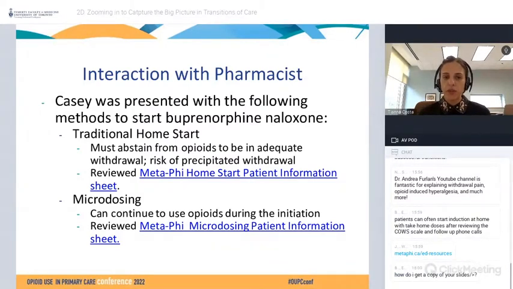Microdosing would be another option, where Casey would get a prescription of buprenorphine in small doses that he would take each day, and that would increase slowly. This would offer the advantage that he doesn't have to be in withdrawal, which could be an advantage that people are particularly interested in. And again, with either option, he would be provided with a patient information sheet.